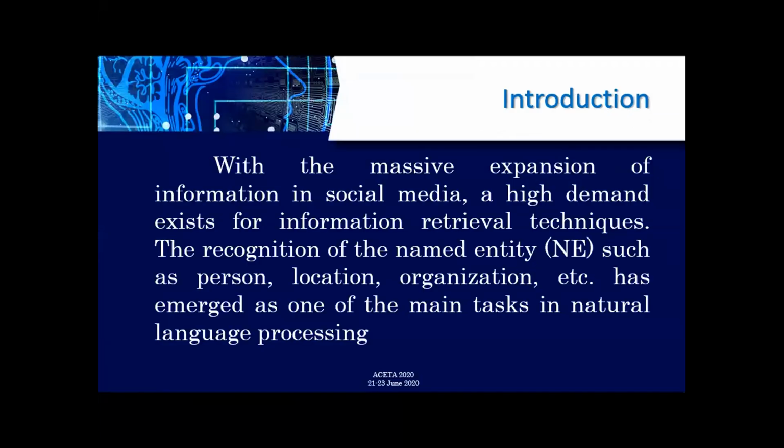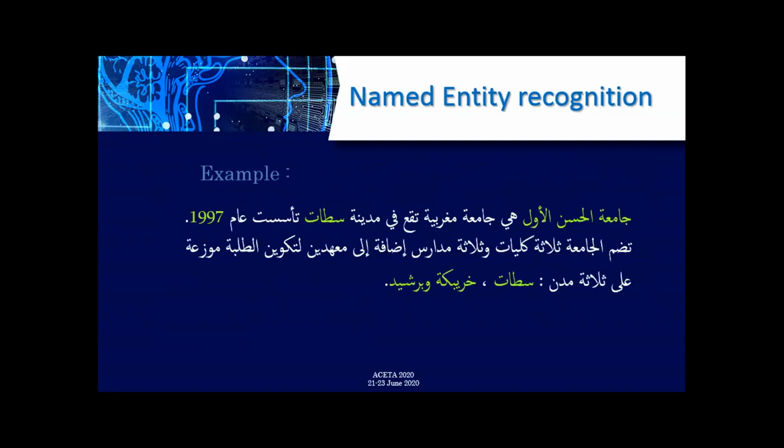With the emergence of social media, the large volume of data produced is becoming the focus of research attention, to build systems in different fields able to treat this amount of data to retrieve the relevant information. Among these systems, we can mention named entity recognition. The recognition of named entities, such as person, location, organization, has emerged as one of the main tasks in natural language processing. It aims to extract useful information from unstructured text data. As you can see in this example, named entity recognition aims to find and classify named entities in text.